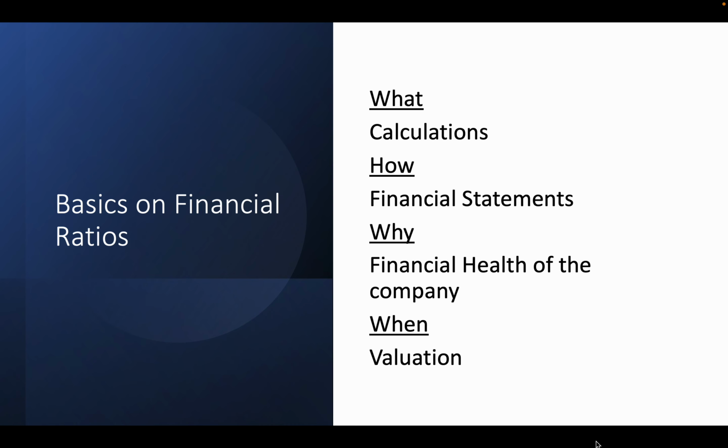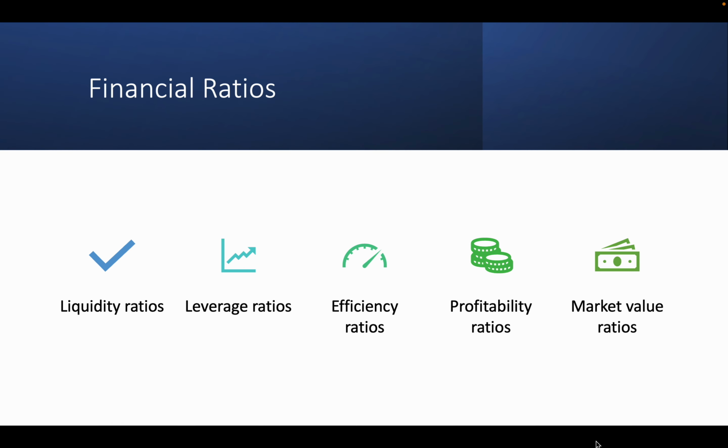And there are different types of ratios. It's simple, but it's got a variety. I will go into the details of them slowly, but let me just give you a flavor of it. We have broadly 5 different types of financial ratios: liquidity ratios, leverage ratios, efficiency ratios, profitability ratios, and market value ratios. For example, the gross profit ratio I was giving you an idea about would fall under the profitability ratios.